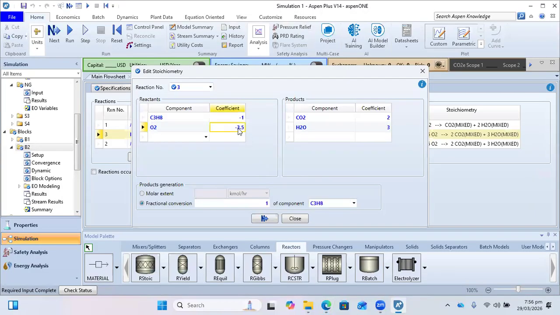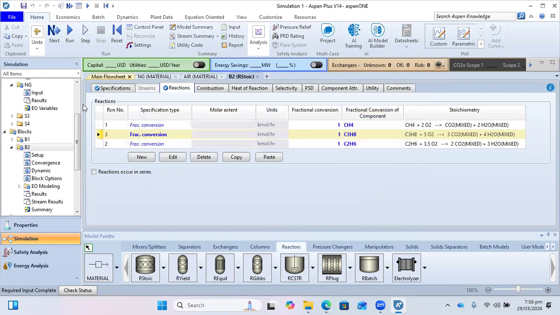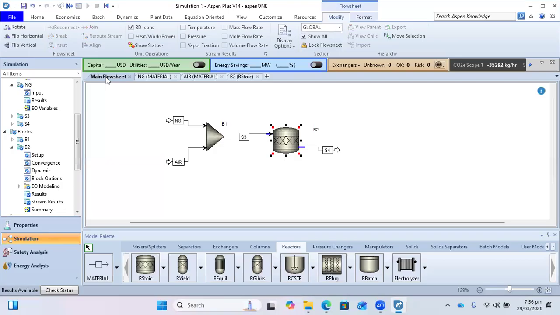Okay. So this should be 5. This should be 3. That should be 4. So we are done with that one as well. Okay. So we have everything settled for the reactor. We can now run the reaction. So we can run the simulation and then we can check our results.